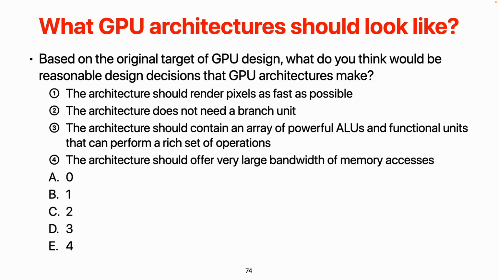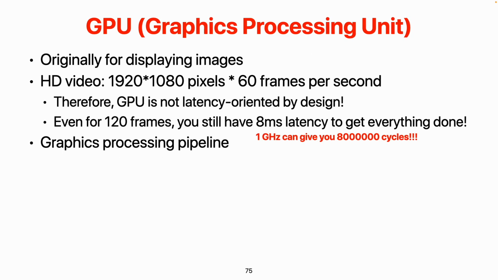Okay. So your yes is basically saying 2 and 4. But I also heard some people say 3. Right? So what are these? First of all, why don't we need very fast pixel rendering?